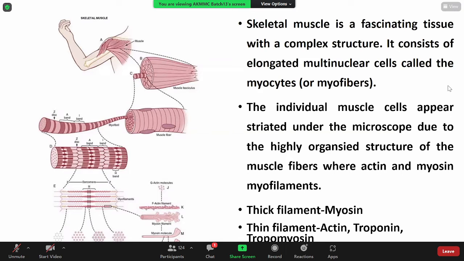Each muscle fiber is a single cell that is multinucleated, long, cylindrical, and surrounded by a cell membrane called the sarcolemma. Now, these myofibrils have some alternate light and dark bands, and the bands give the muscle its striated appearance.